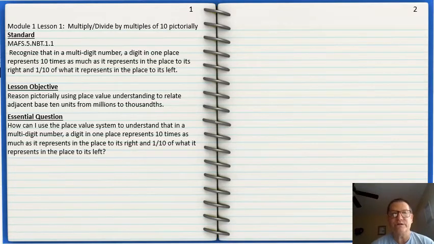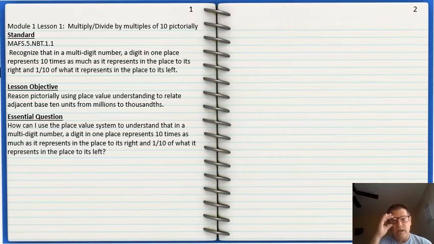Next, essential question. How can I use the place value system to understand that in a multi-digit number, a digit in one place represents 10 times as much as it represents in its place to its right, and 1/10 of what it represents in the place to its left? And I want you to leave a spot underneath that because at the end of this lesson, I want you to go back and reflect on that question.